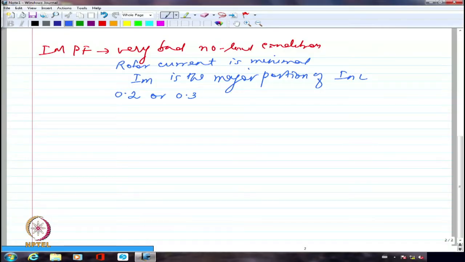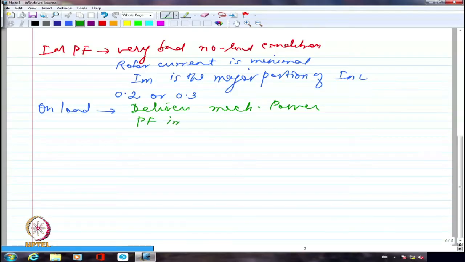Transformer power factor could also be as bad or even worse, because it's not even running, it's not even getting any real power developed. So no load condition power factor is really bad in an induction motor. But as we load it, so on load, we are going to always deliver a real power, mechanical power. Because of which power factor improves, but it can never become unity. It will always become maybe 0.8 or 0.85, not anything more than that.